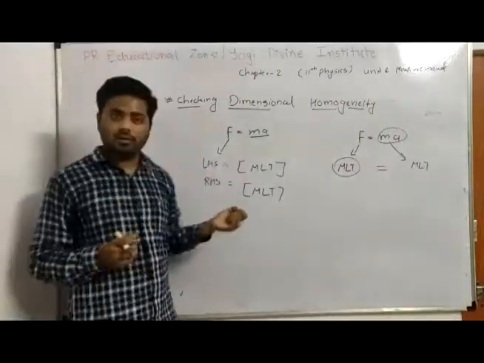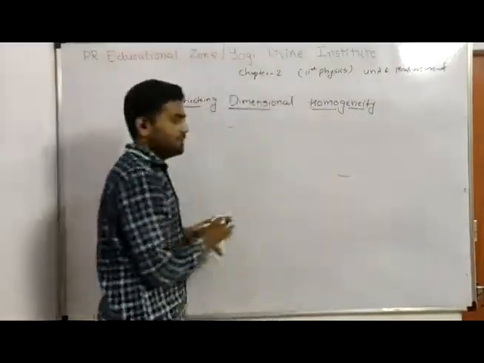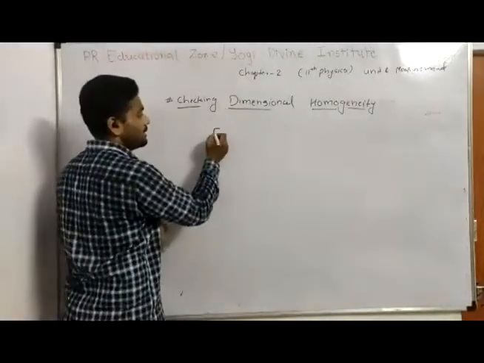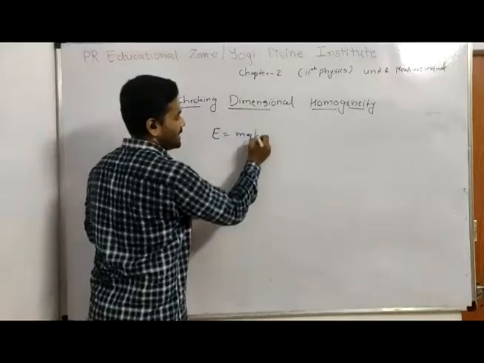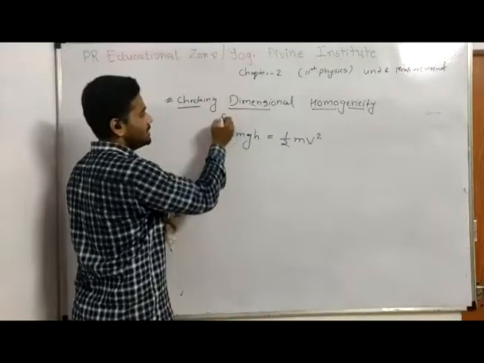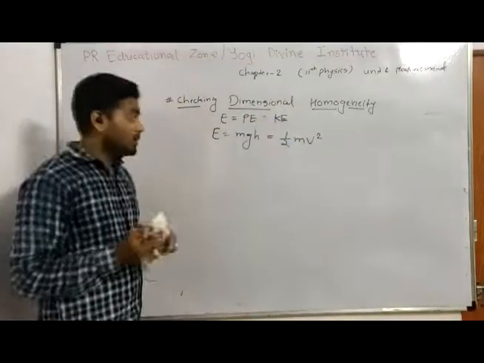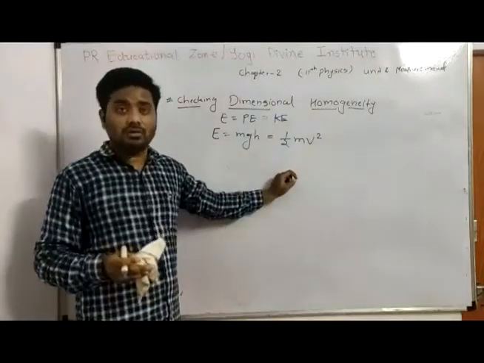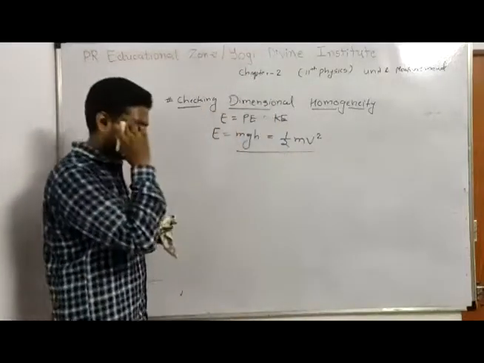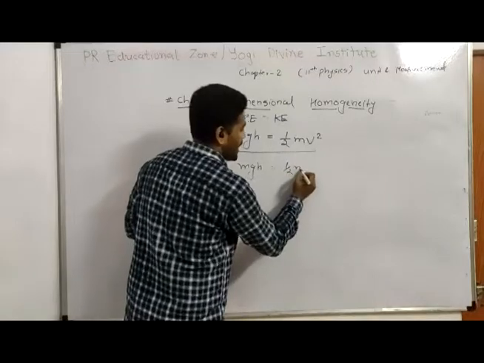Okay. So to understand this phenomenon, let us take an example. As we know, energy, whether it is the potential energy or the kinetic energy, is given by mgh and half of mv square. So is this energy equation homogeneous or not? To verify, we have to take these two parameters. So the equation is mgh equal to half of mv square.